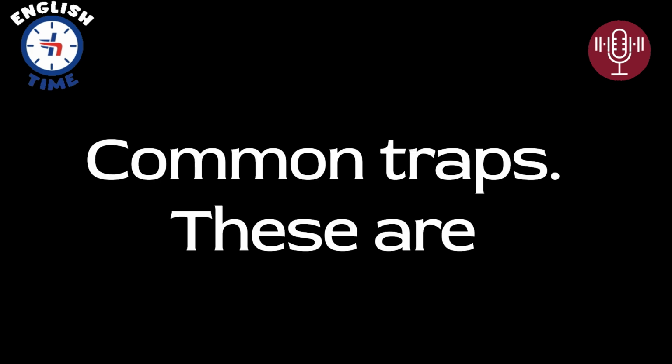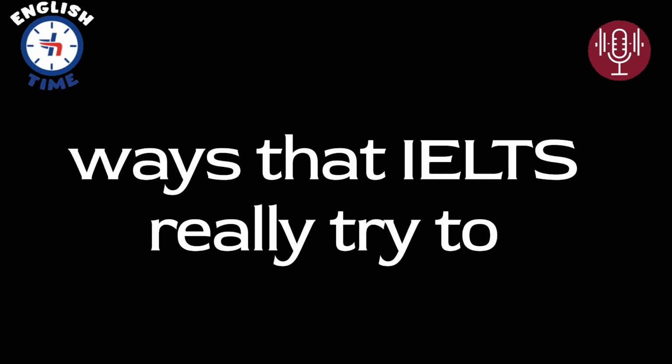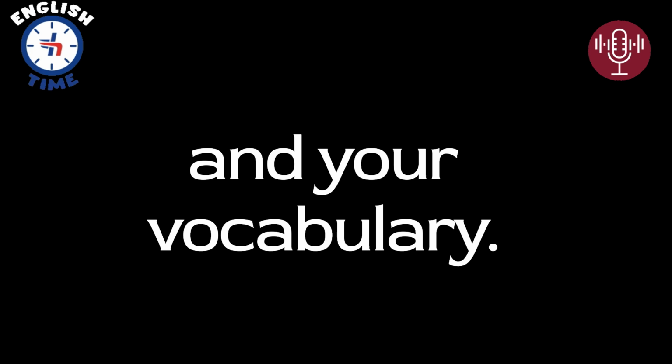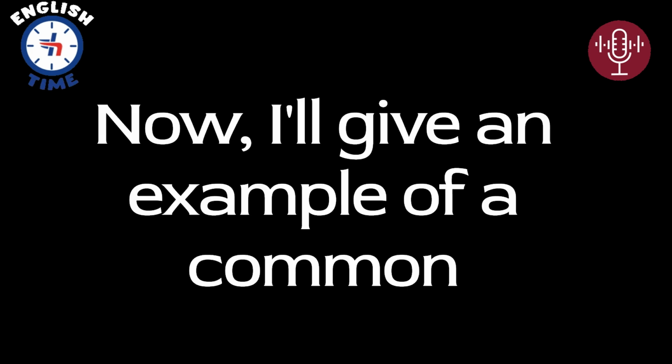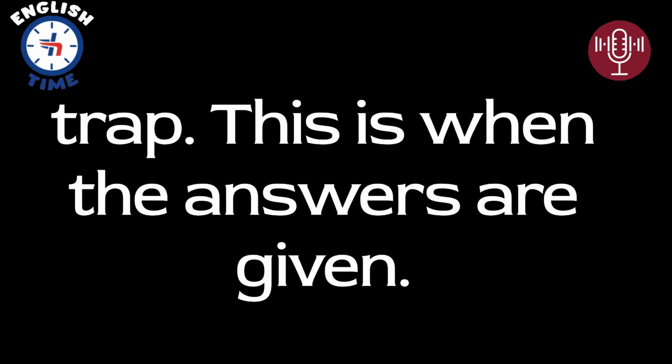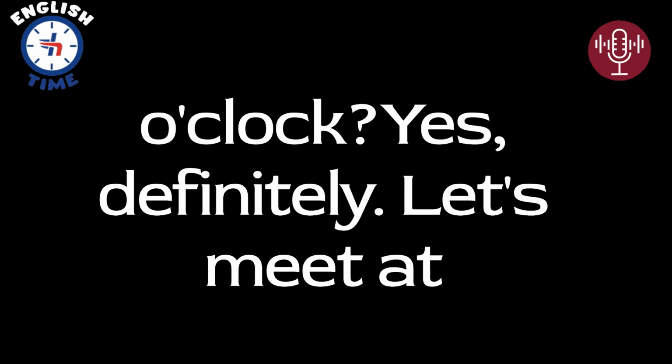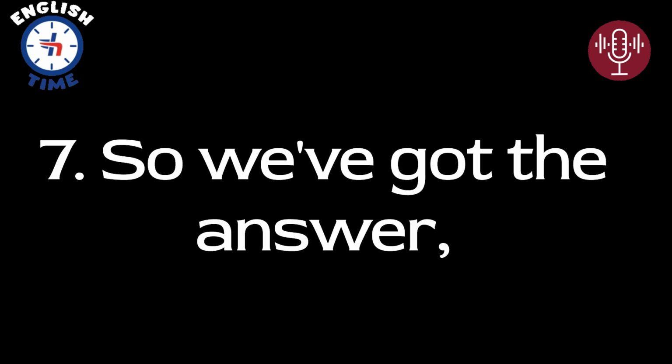Tip 21. Common traps. These are ways that IELTS really try to test your understanding and your vocabulary. Now, I'll give an example of a common trap. This is when the answers are given. So, for example, shall we meet at 7 o'clock? Yes, definitely. Let's meet at 7.